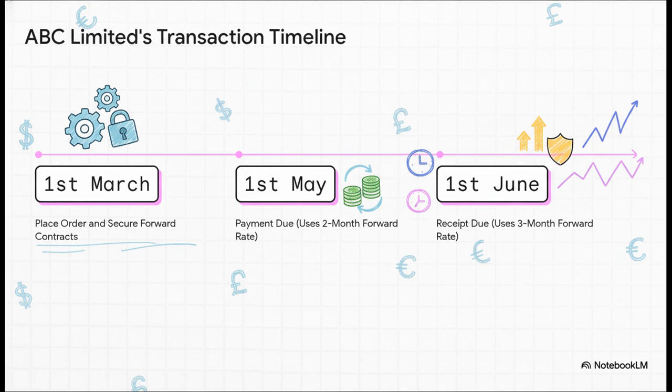Imagine a company, we'll call them ABC Limited, places an order on March 1st. They don't have to pay their supplier until May, and they won't get paid by their customer until June. Instead of just crossing their fingers and hoping for the best, they can use a forward contract on day one to lock in the exact exchange rates for those future dates.